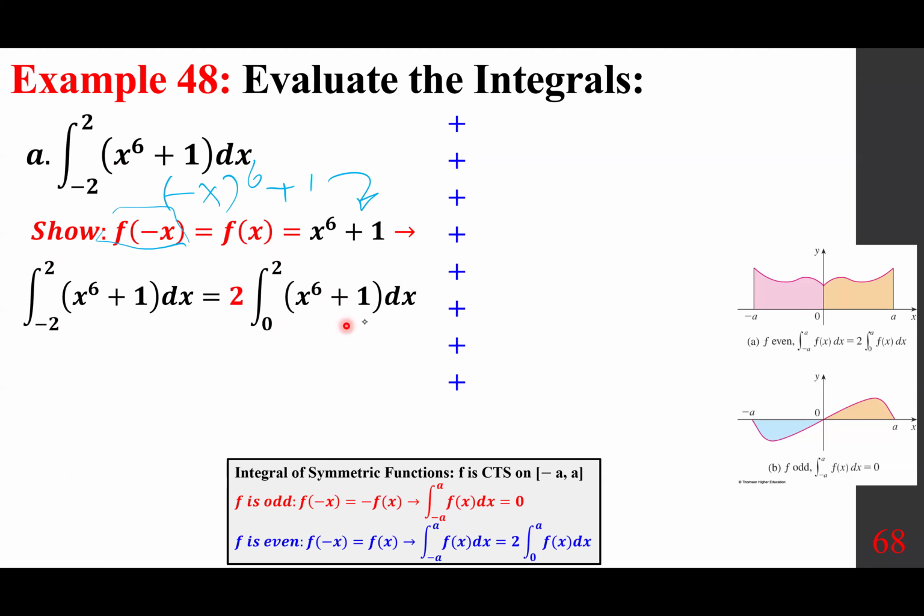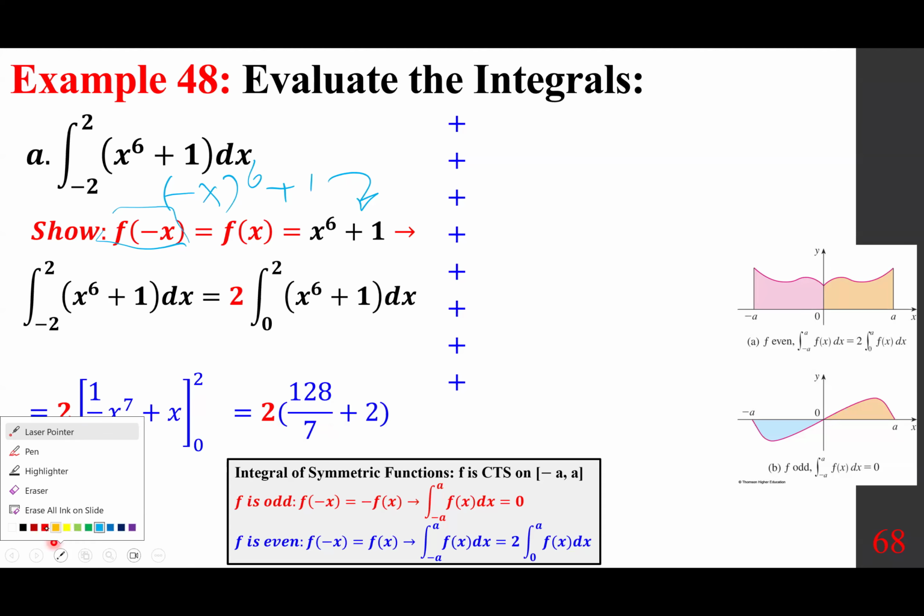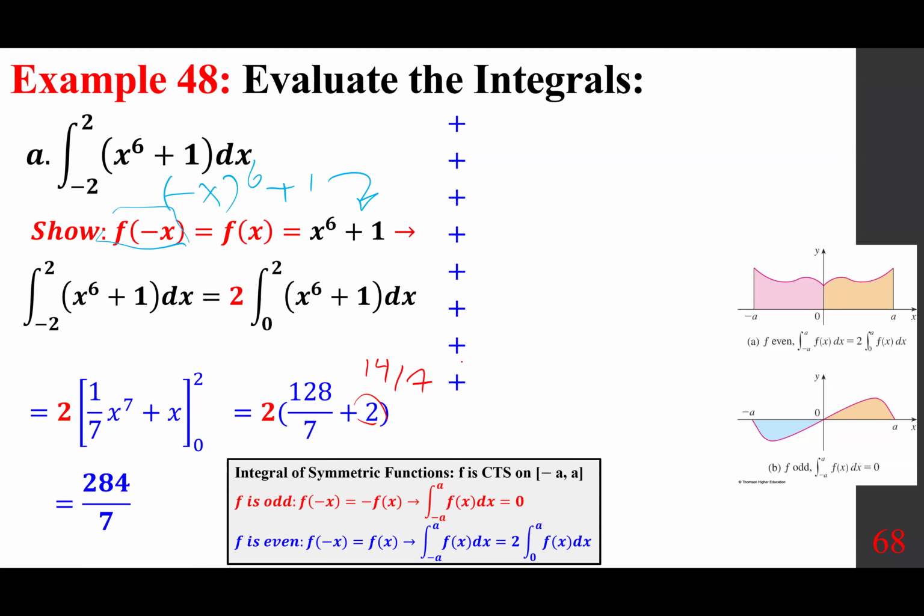Now, this is 1 over 7 x to the power of 7, plus x, and you plug in 2. 0 gives you 0, so just plug in 2. 2 to the power of 7 is 128 over 7. And of course 2 is 14 over 7. You add it to 128 and times 2 becomes 284 over 7 times 2 because of the number outside. The point being, you really don't have to do that, but for evaluation from negative 2 to 2, you don't have a 2 and it takes a little bit longer.